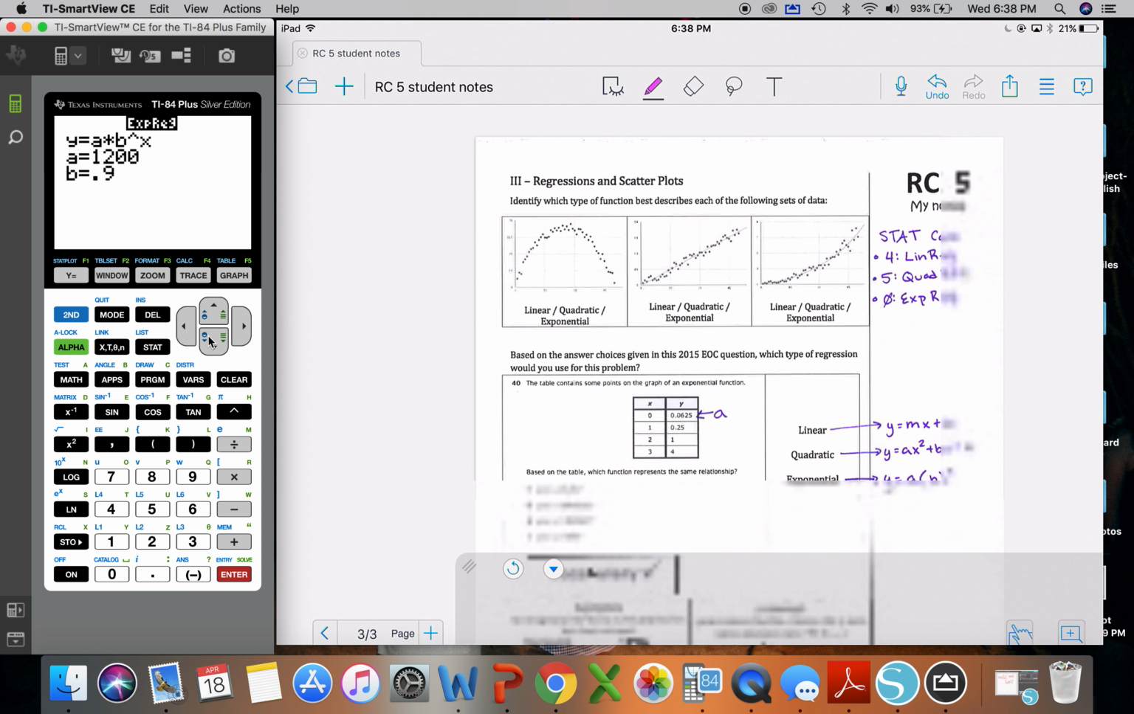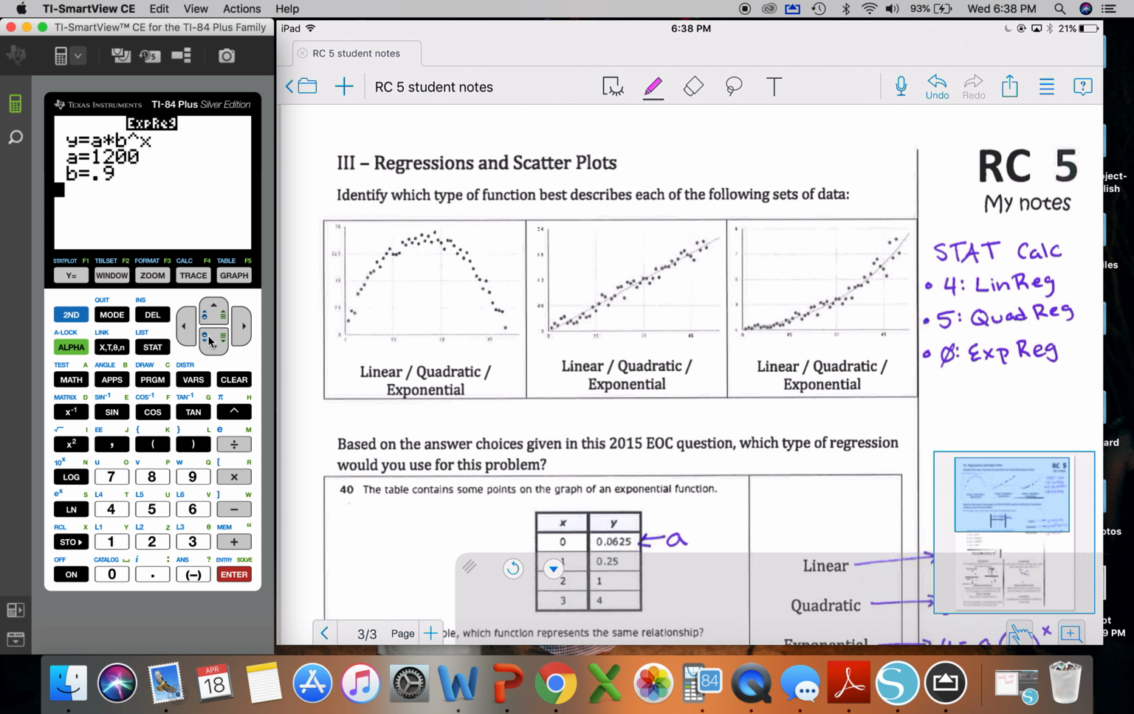And then we're going to finish up with a couple last things. Regressions with scatter plots. This is not necessarily exponential. Anytime you see the word regression, it means stat calc. So in these examples, we do not know what it is, so we have to look at it.